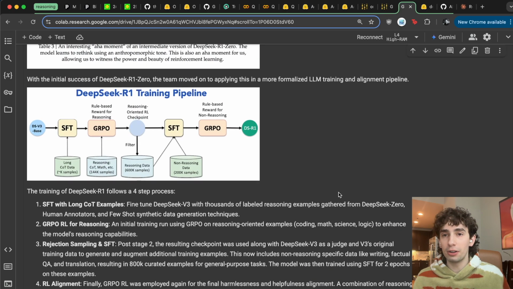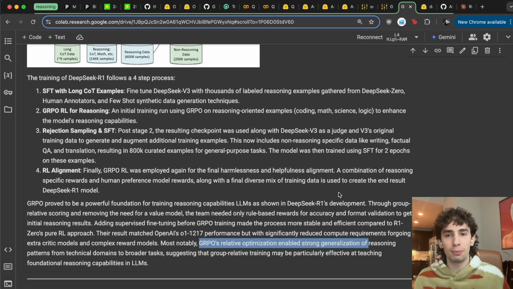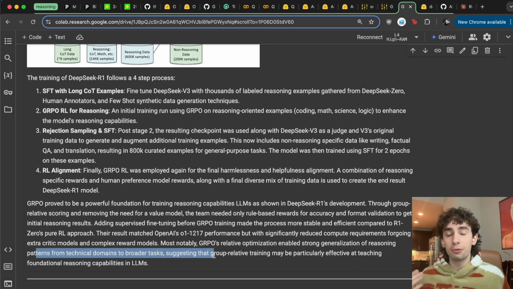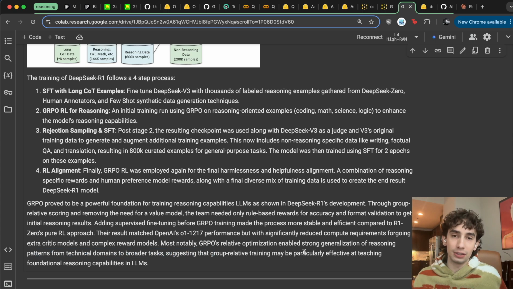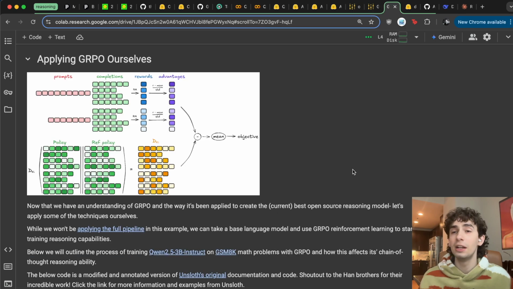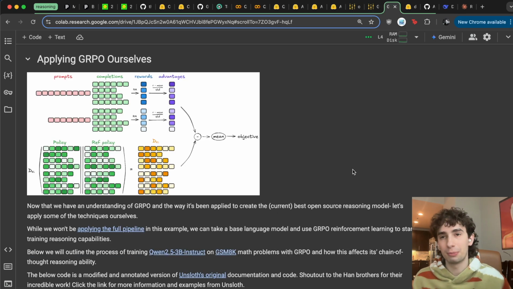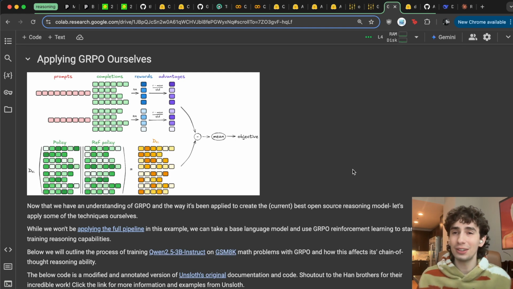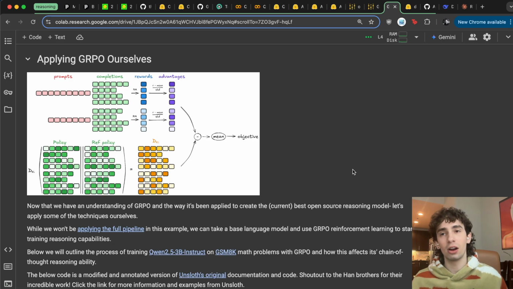The most notable part of this, however, is that this algorithm, GRPO, really enabled a strong generalization of reasoning patterns not just in technical domains like math and coding, but to broader tasks. And this really suggests that group relative training may be very effective at actually teaching foundational reasoning capabilities to language models. So now with our understanding of group relative policy optimization, what we can do is actually use some of the latest language model training libraries that have implemented this algorithm to apply it ourselves.